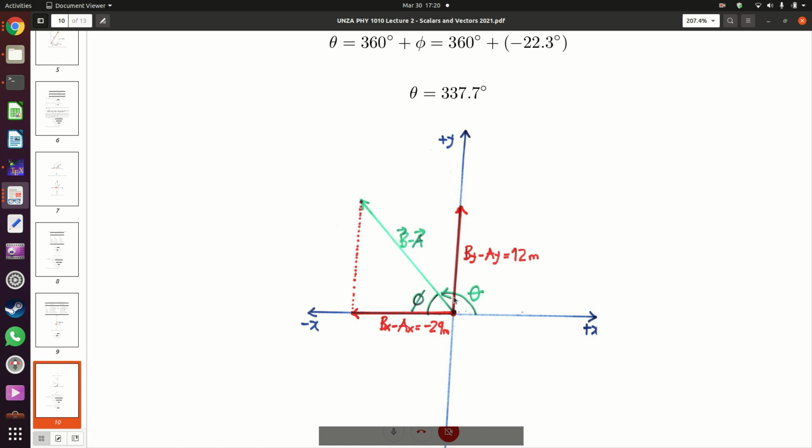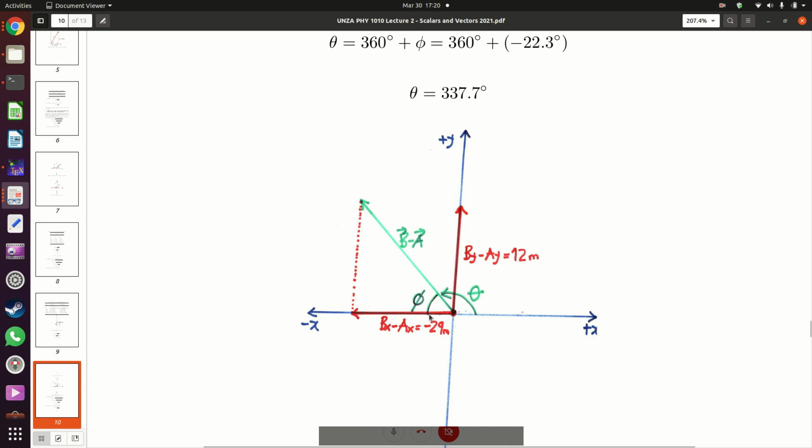What we do instead is work out this angle inside this triangle. If you look at the x component, that is minus 29, and the y component, which is 12 meters, then the vector itself, b minus a, acts as the hypotenuse. We have a triangle here.